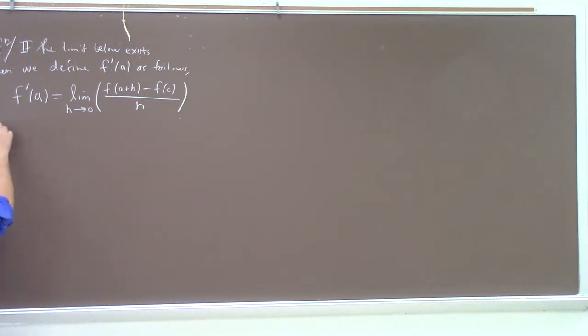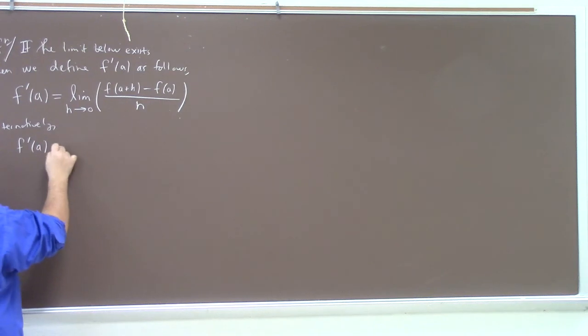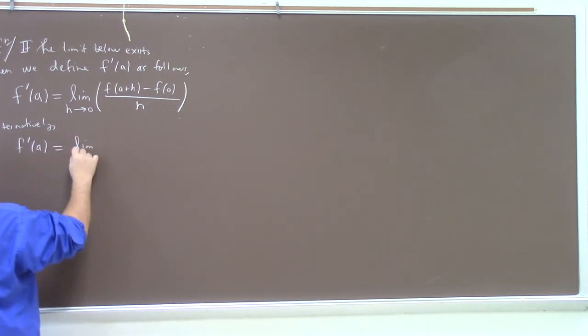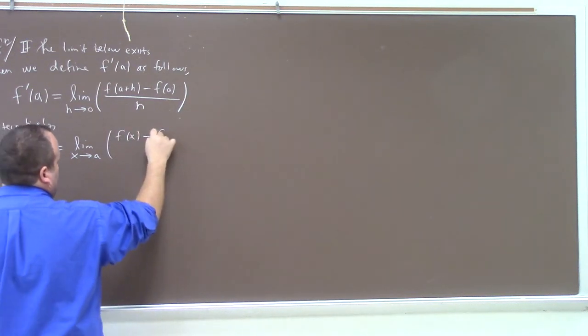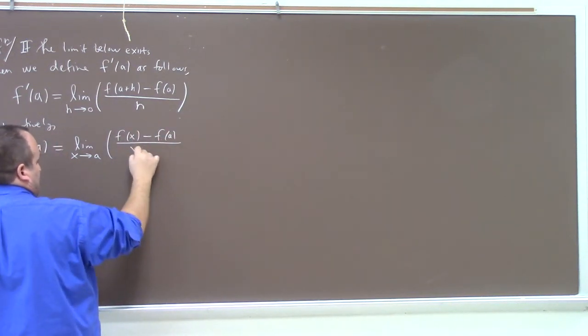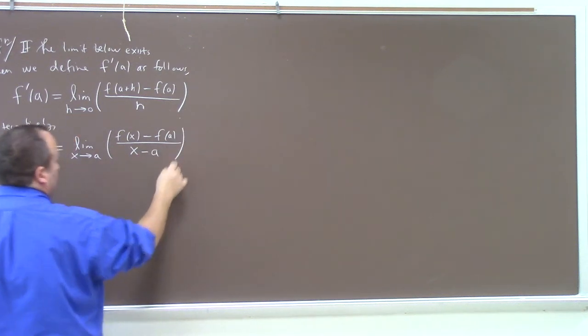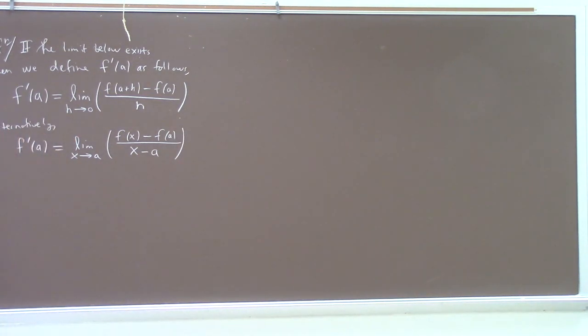And alternatively, we can do f prime of a is equal to the limit as x goes to a of f of x minus f of a over x minus a. Now, which makes the calculation easier for a given problem? I never know. I just try one and see how it goes. And if I really don't like a particular approach, I'll go to the other one sometimes.